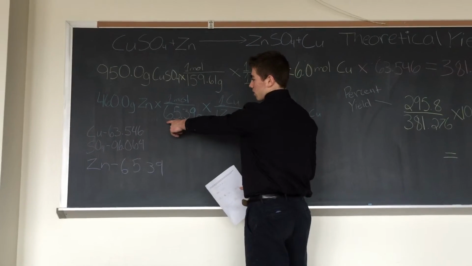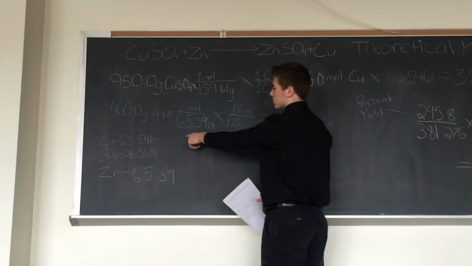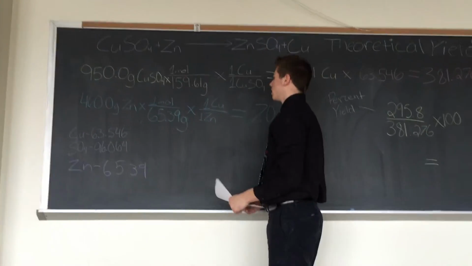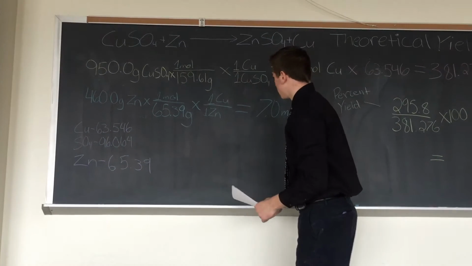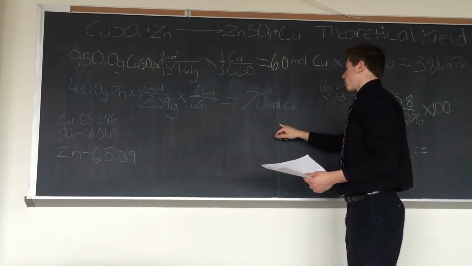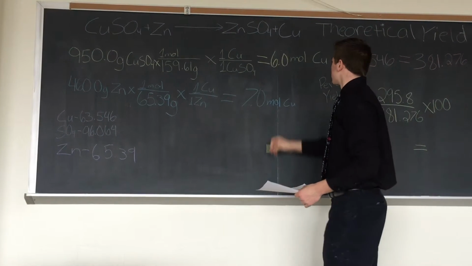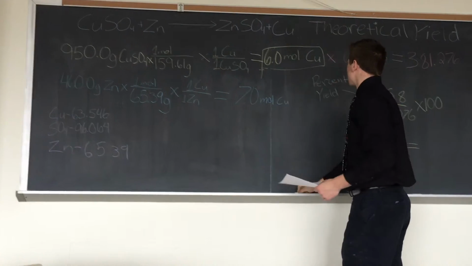Then you do the same thing here for zinc, which the molar mass of zinc is 65.39 grams. And you also multiply that by the mole ratio, which happens to be 1-to-1. And you get, with sig figs, 7.0 moles of copper. So, 6.0 moles of copper is the limiting reactant.